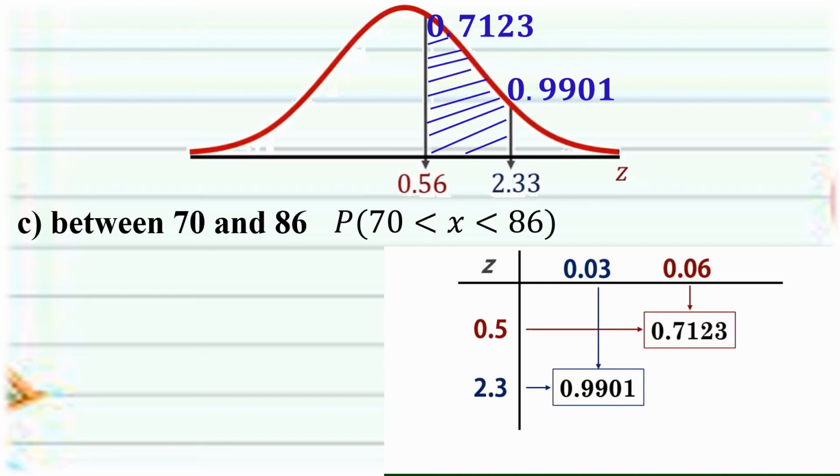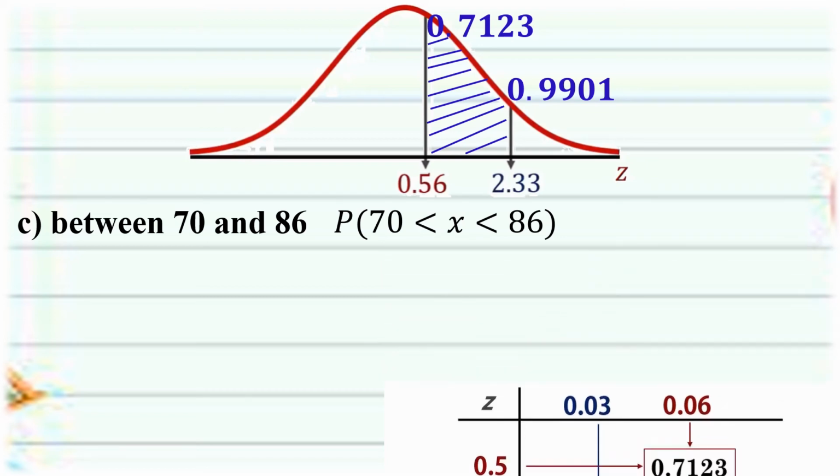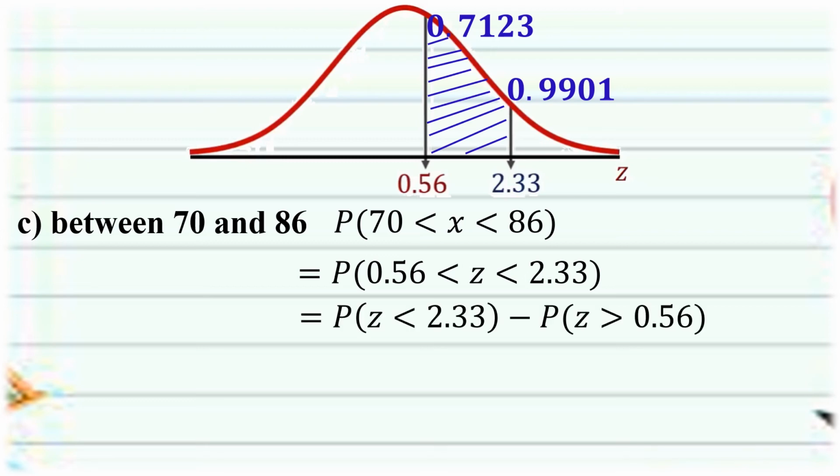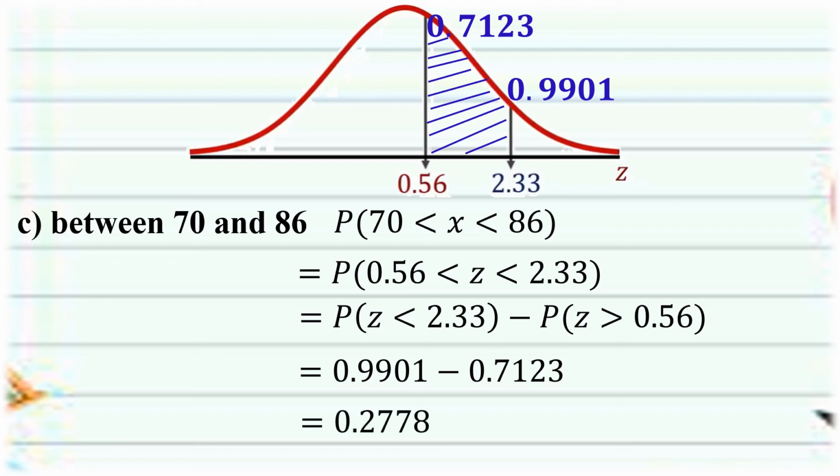In doing this, we are going to compute for the probability of x greater than 70 but less than 86. In doing this, we have the probability of z greater than 0.56 but less than 2.33. So in here, we are going to subtract the probability of z less than 2.33 minus the probability of z less than 0.56. Substituting the values, we have 0.9901 minus 0.7123, which is equal to what? Correct, it is equal to 0.2778.